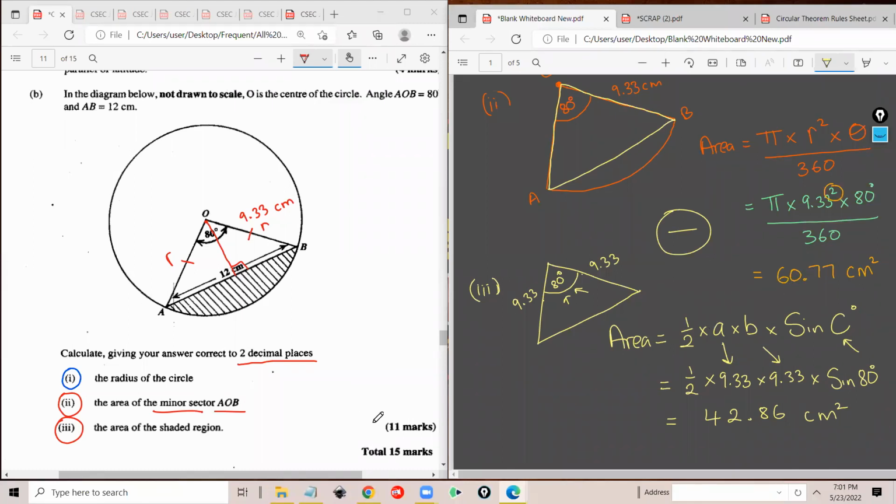So the area of the sector would be 60.77 minus the 42.86. I'm running out of space here, so let's write it over. 60.77 minus 42.86, and I am getting roughly 17.91 centimeters squared.